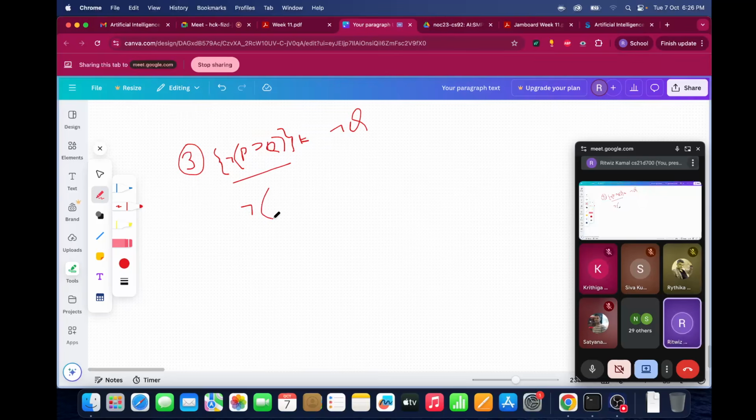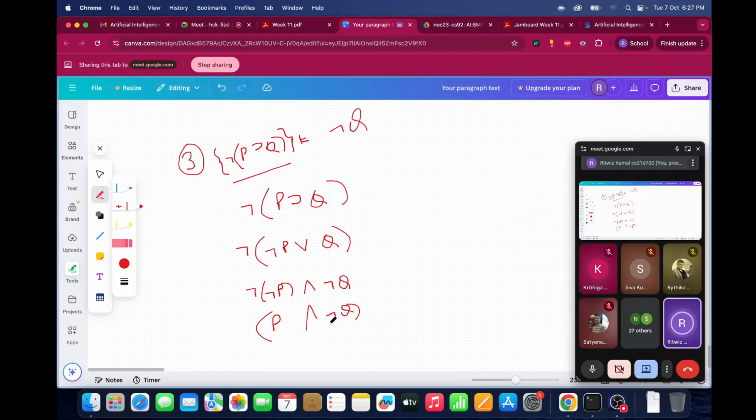We are given not of P implies Q. P implies Q can also be written as not of P or Q. You can verify this using a truth table if you're not familiar with this, but this is an alternate representation of P implies Q: not of P or Q. And if you expand this using De Morgan's law, we will get not of P, this or will become an and, not of Q, this will become P because of negation, and not Q.